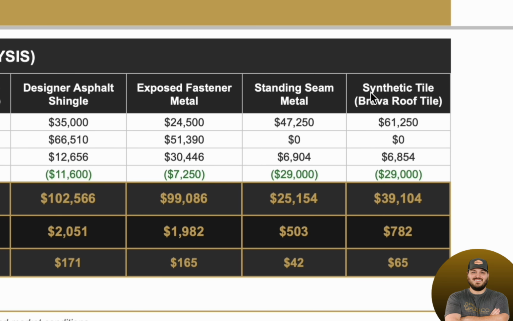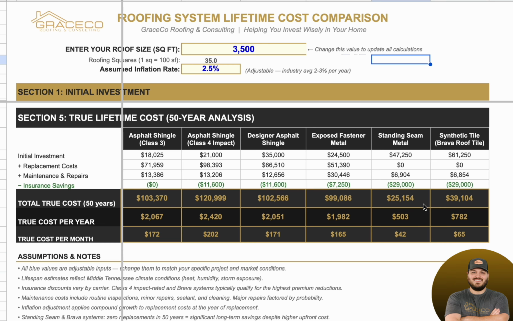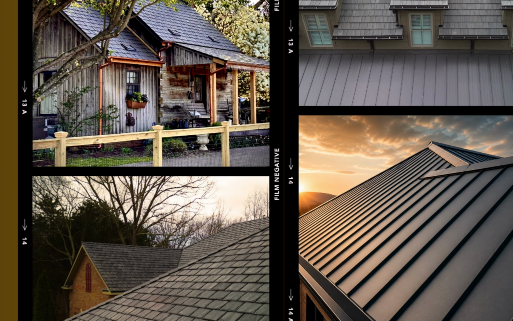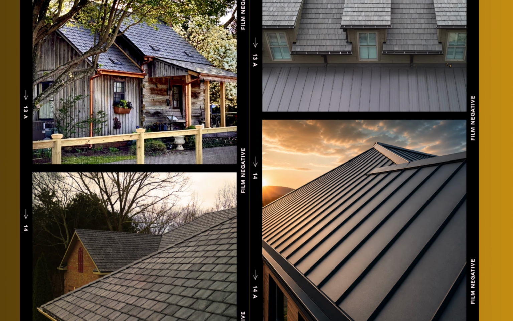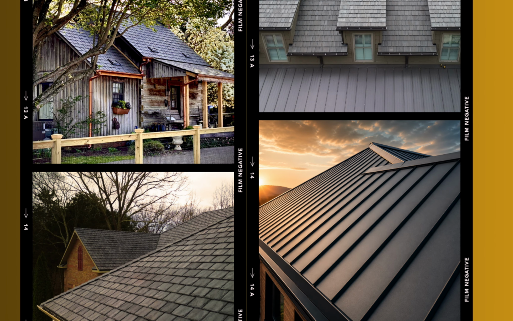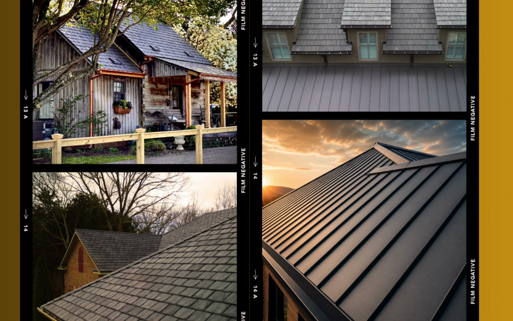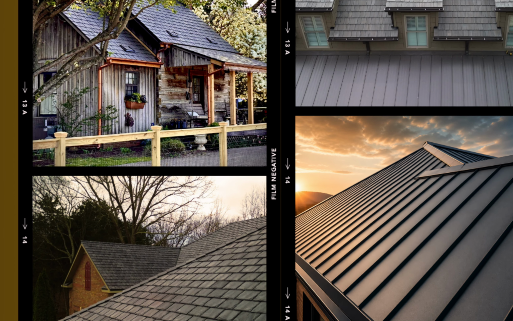We get to standing seam and Brava roof tile, and you see a huge difference here because we don't have to replace the roof. We have virtually no maintenance over that 50 years, and we're going to get quite a bit more insurance savings. So what we're looking at is $25,000 to $40,000 in true total cost over 50 years. A lot of times when homeowners see this and they're building a forever home, it really makes the decision for them, and they're going to get such a better aesthetic appeal on their home that it kind of just sells itself at that point.